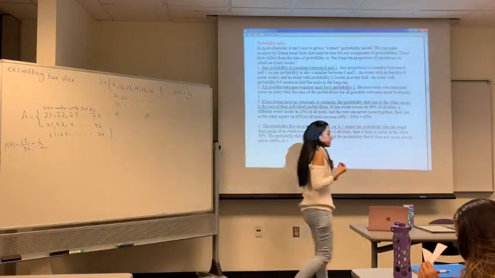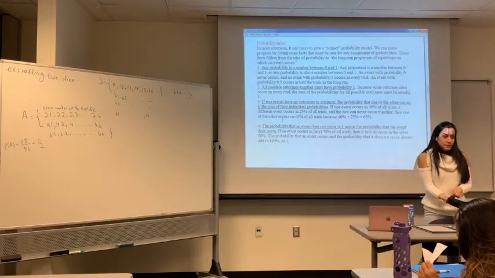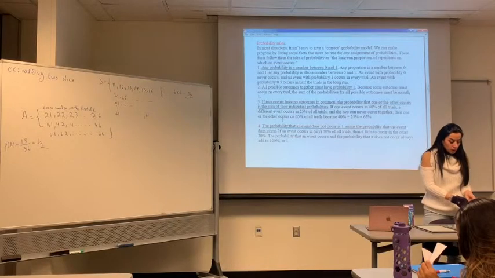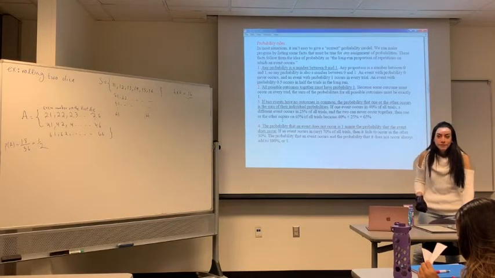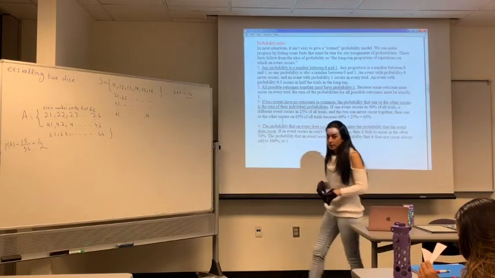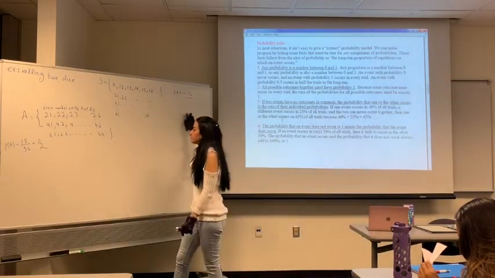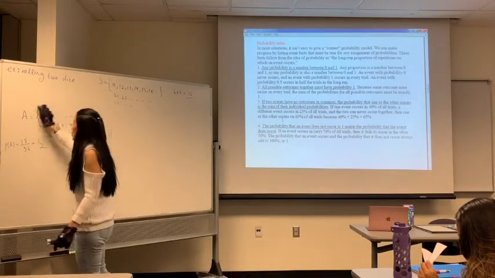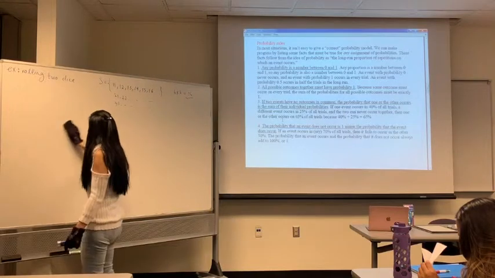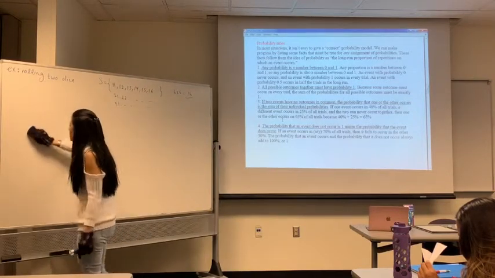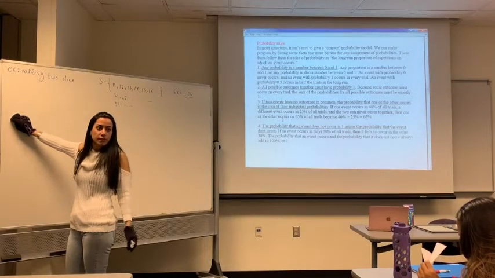Probability is a number always between 0 and 1. If the probability is 0, we say there is no chance of observing that event. Correct? If probability is 1, it means 100% of the time we see that event.